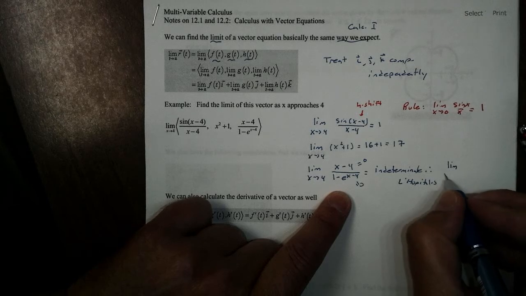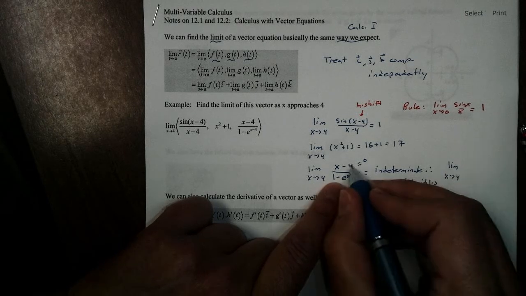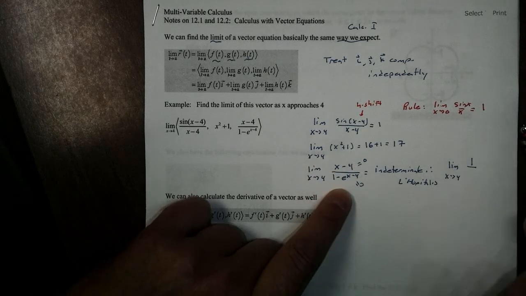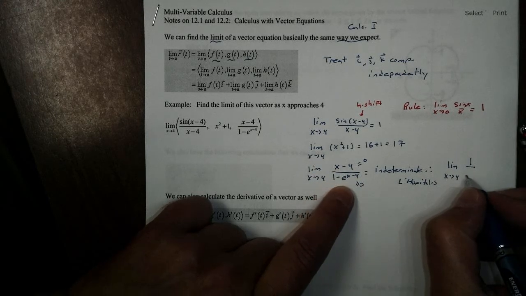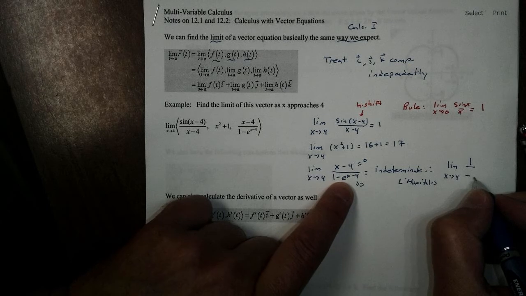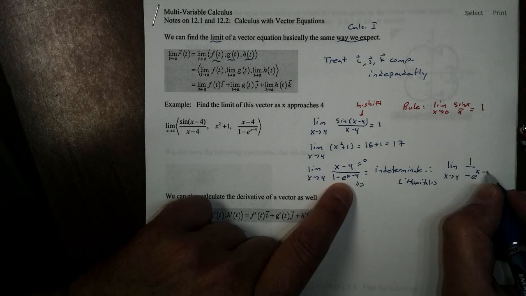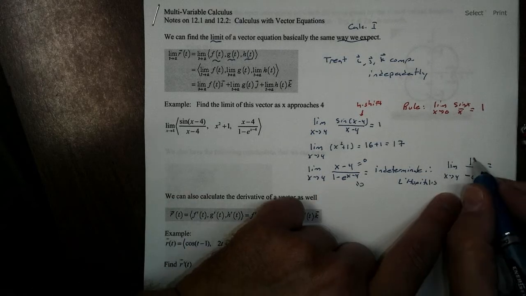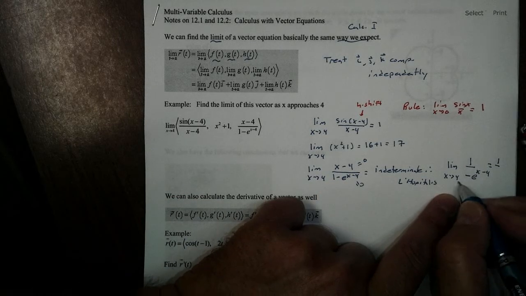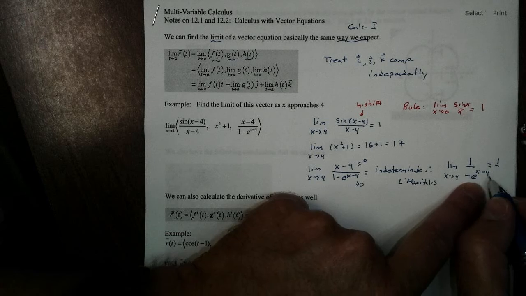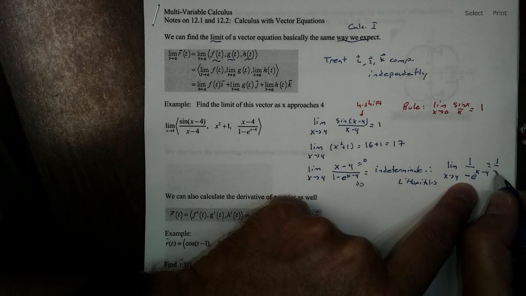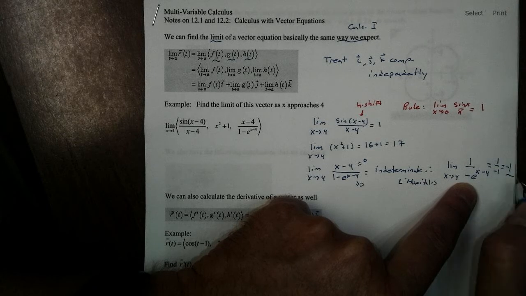We would get the limit as x approaches 4. The derivative of the top is just 1. That's what L'Hopital said. The derivative of the bottom is just going to be negative e to the x minus 4. And if we now plug in the 4, the top becomes 1. The bottom becomes negative 1 because e to the 0 is 1, and we got that negative. So we get negative 1 right there.